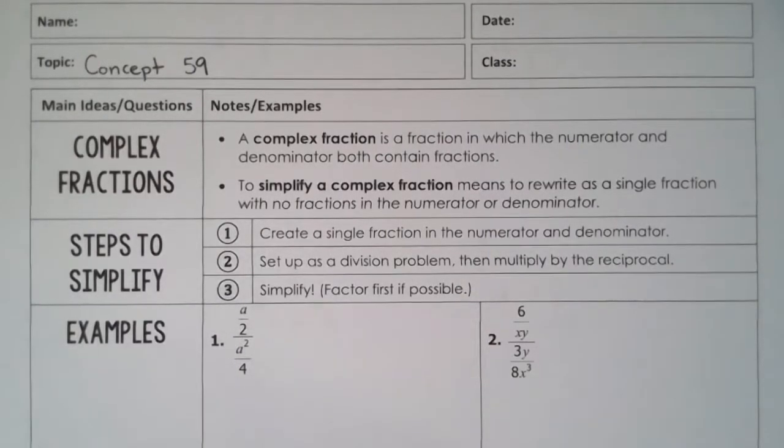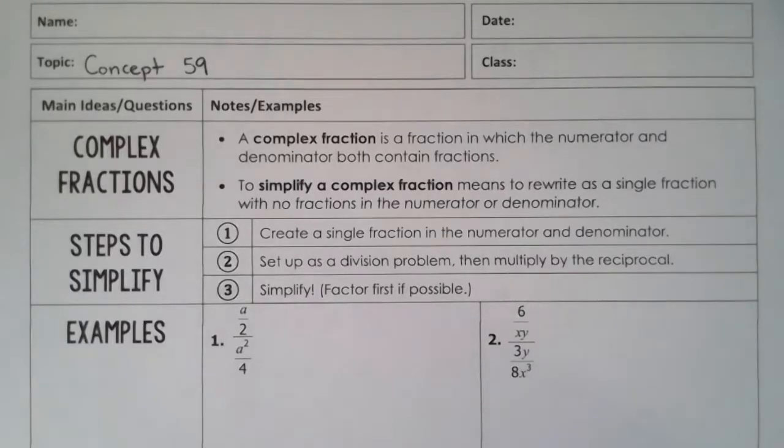Alright, this is concept 59, complex fractions. A complex fraction is a fraction in which the numerator and denominator both contain fractions. To simplify a complex fraction means to rewrite as a single fraction with no fractions in the numerator or denominator.